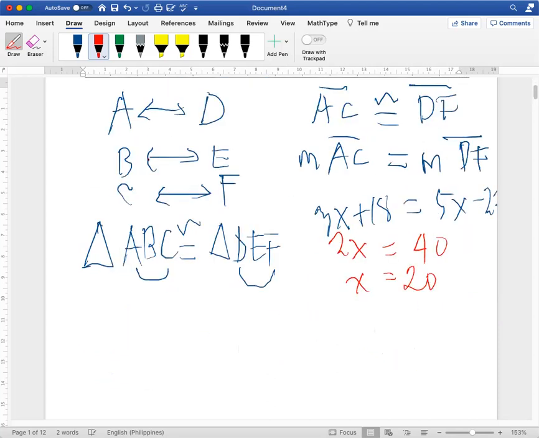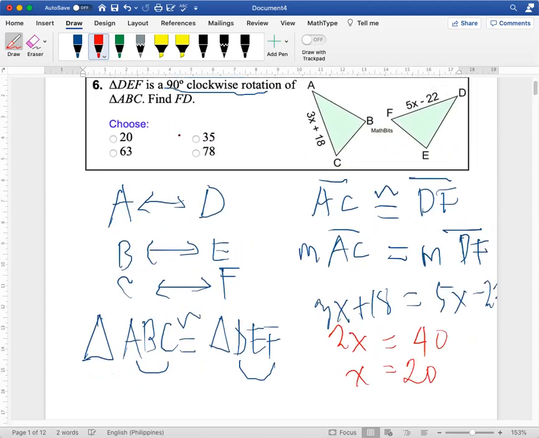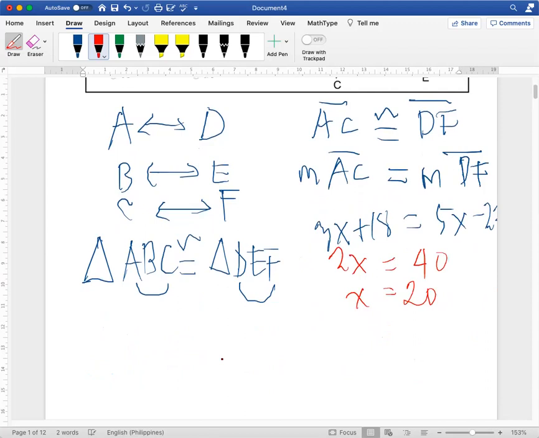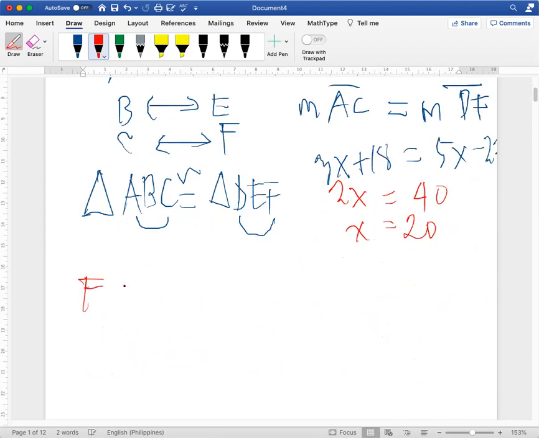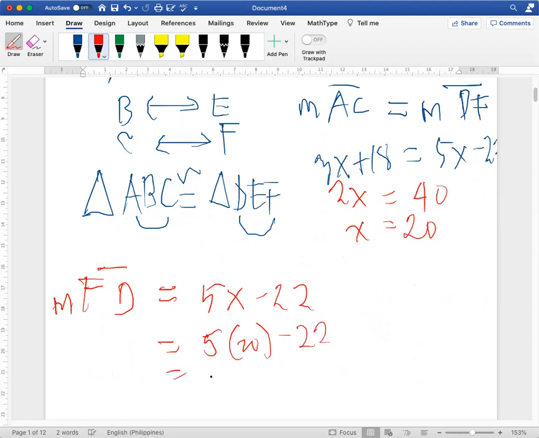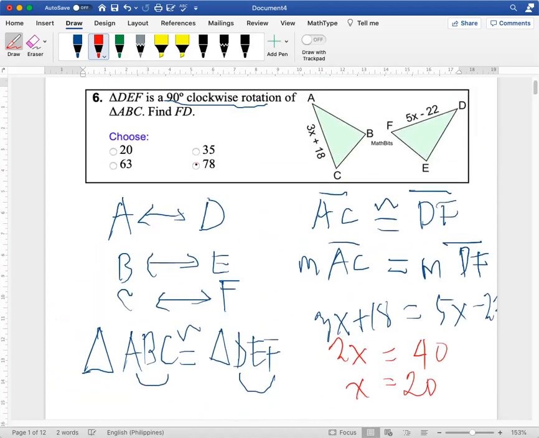So if x is equal to 20, and we're solving for FD, which is equal to 5x minus 22. So the measure of FD is equal to 5x minus 22, and our x is equal to 20. So this is 5 times 20 minus 22. This becomes 100 minus 22, which is equal to 78. Therefore, the measure of FD is equal to 78. Let's check. Okay, here we go. So the answer is 78.